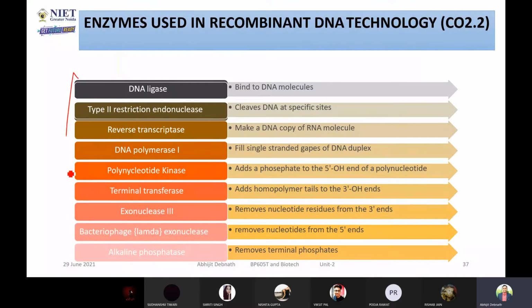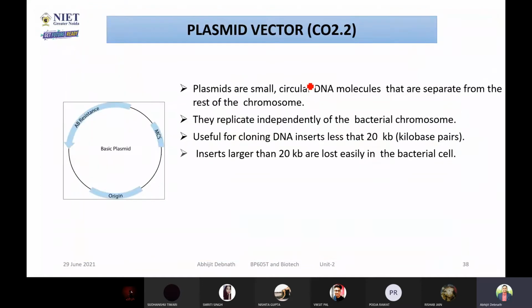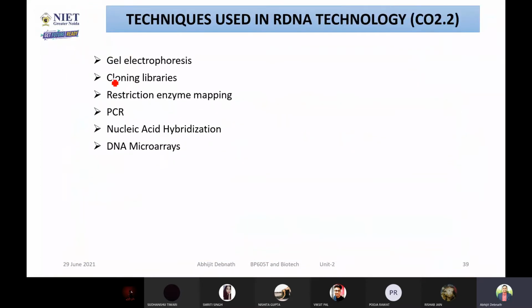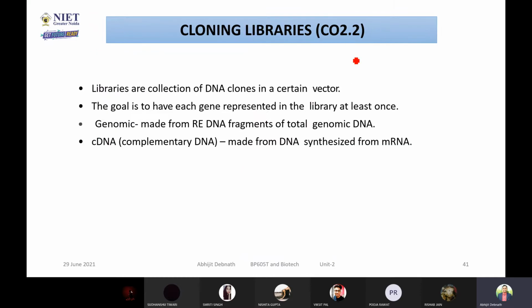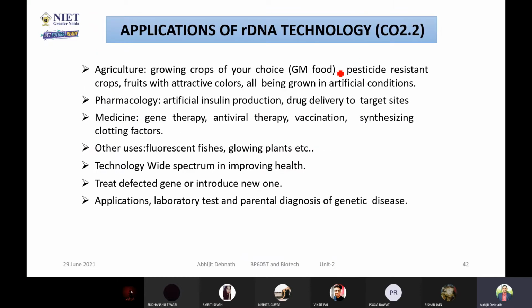So lots of enzymes are actually used. What enzymes are used, what are their functions, those things I also discussed, and I told you the various techniques like gel electrophoresis, cloning library, restriction enzyme, PCR, nucleic acid hybridization, and DNA microarrays. These are the various techniques used to analyze or assay the rDNA, whatever rDNA you have produced. So one by one I discussed these various techniques, and then I mentioned the application part.